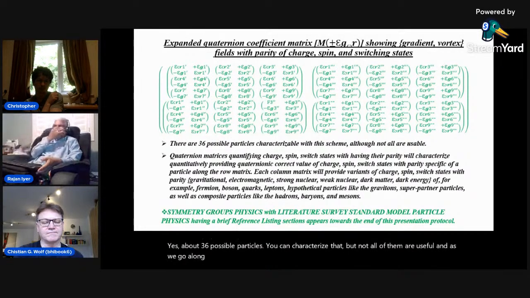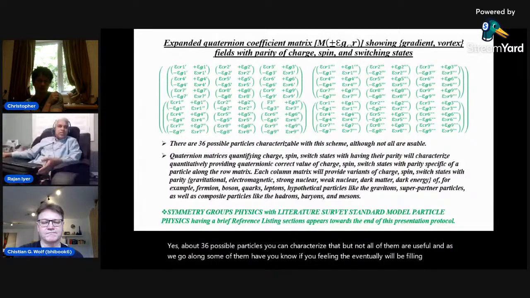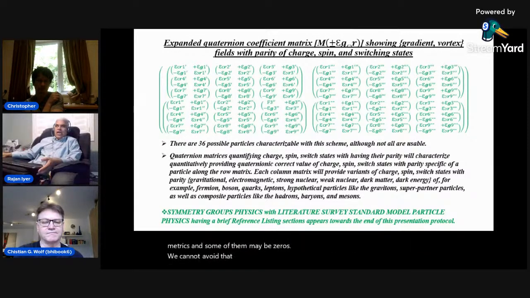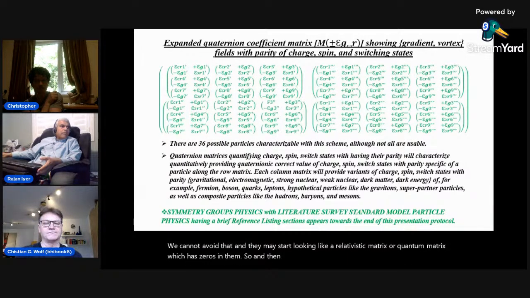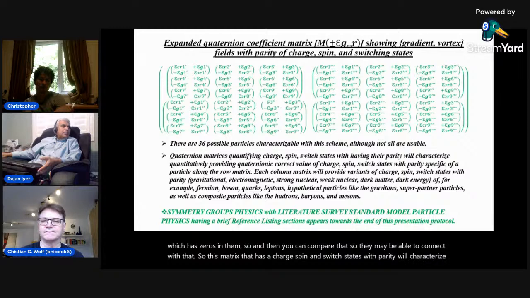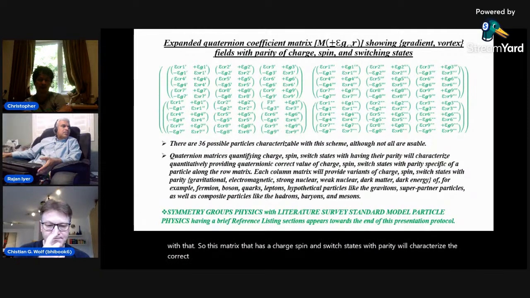And as we go along, if you're filling in this matrix, we cannot avoid that, and they may start looking like a relativistic matrix or quantum matrix, which has zeros in them. So then we can compare that, and we may be able to connect with that. So this matrix that has a charge, spin, and switch states with parity can characterize the correct value of charge, spin, and switch states.